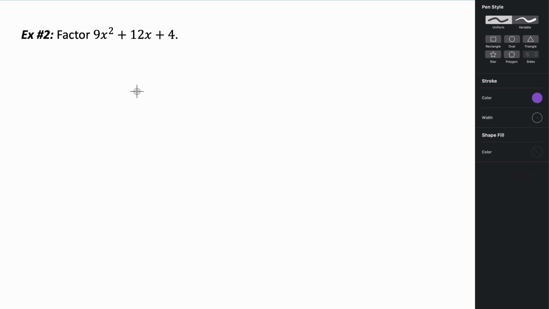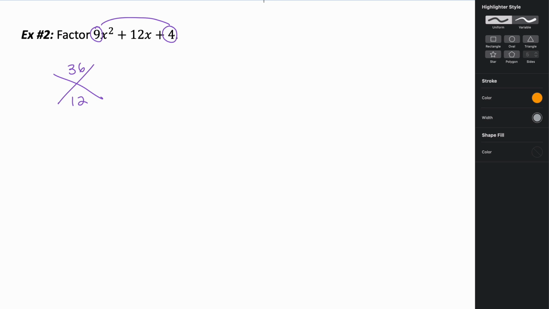Now, the clues that we might have a situation like this are if your first term is a perfect square and your last term is a perfect square, we might end up with a perfect square trinomial. Now, that's not necessarily always going to be the case, but let's see what we have here. So if this is factorable, we're going to go 9 times 4. Since the leading coefficient is not 1, we can't use that shortcut. So what is 9 times 4? That's 36. So we're looking for two numbers that multiply to be 36 and add to be 12.